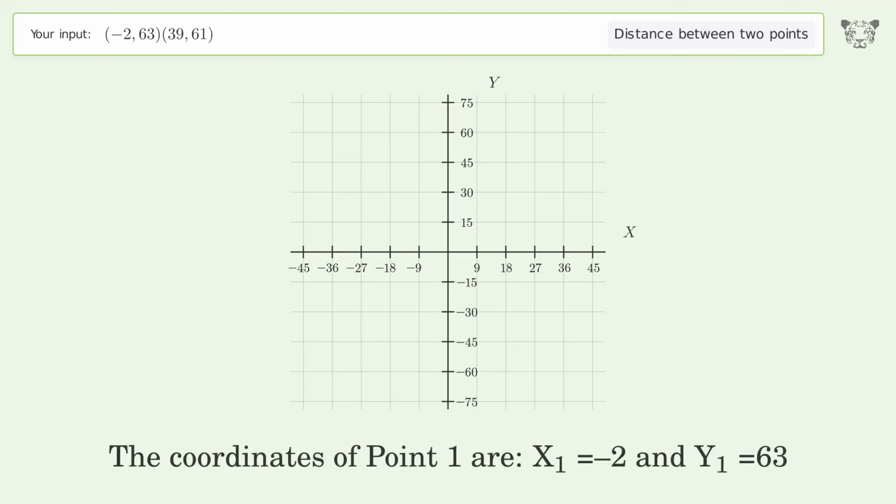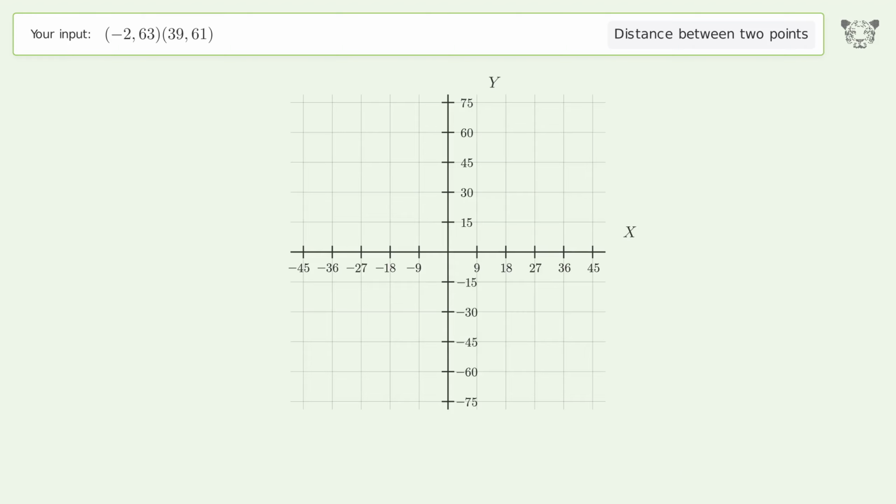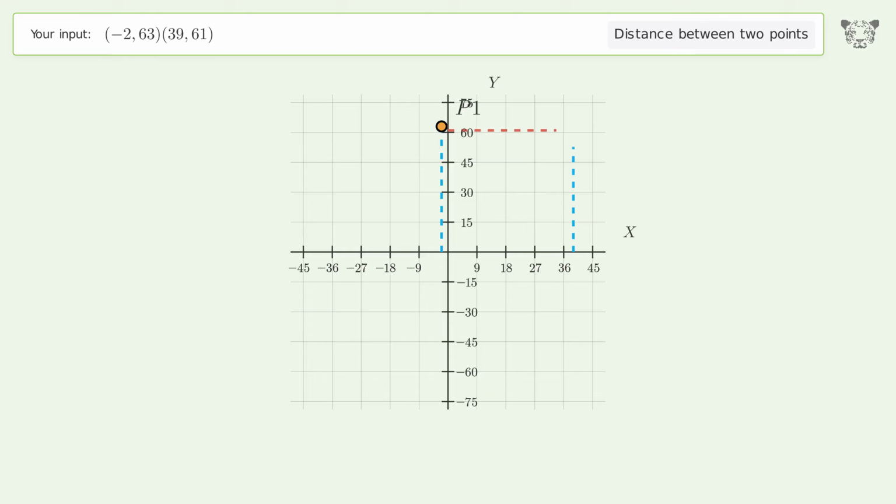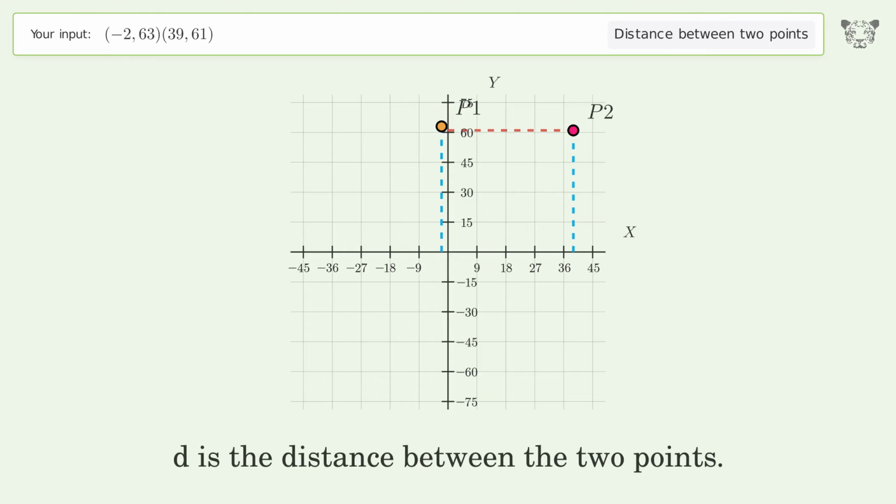The coordinates of point 1 are x1 equals -2 and y1 equals 63. The coordinates of point 2 are x2 equals 39 and y2 equals 61. D is the distance between the 2 points.